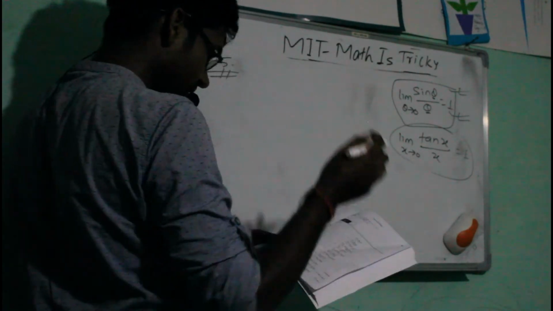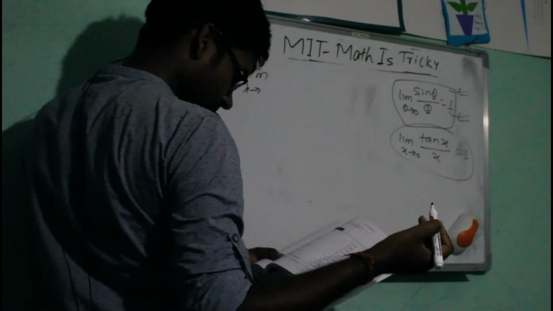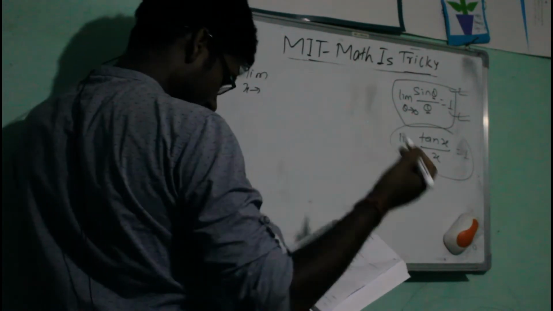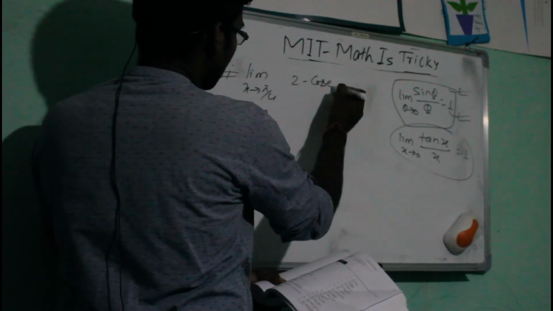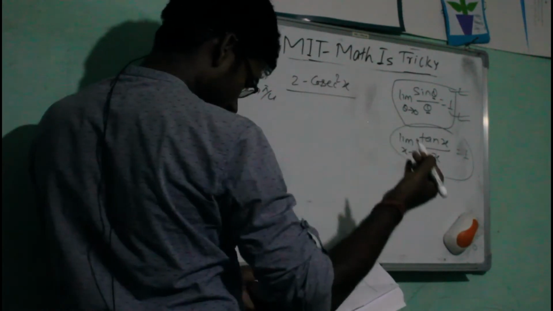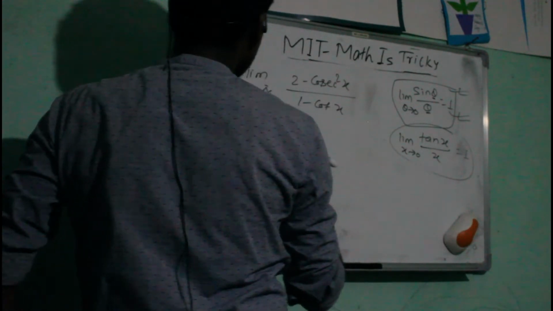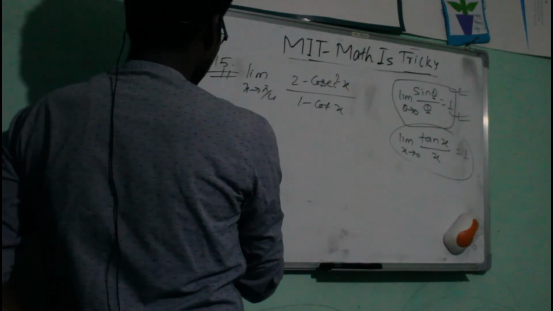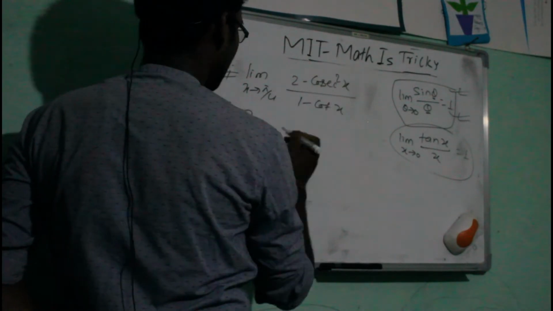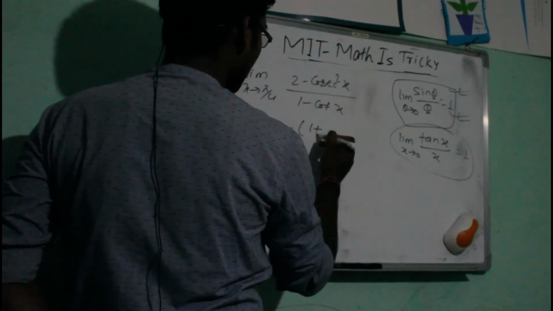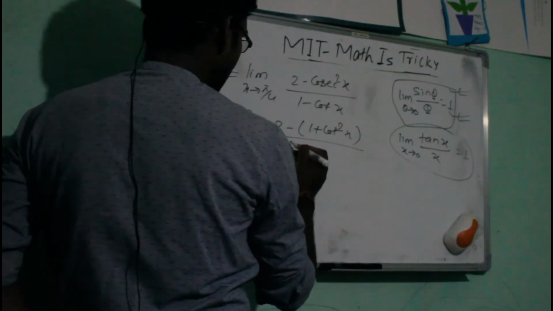So one more problem here. Limit x tends to pi by 4, a similar problem: (2 minus cosec square x) by (1 minus cot x). So similarly we can solve this the same as the previous one. So same thing we are doing here. Let's put the formula of cosec square x. So 2 minus cosec square is 1 plus cot square x. So that something will be cancelled from numerator and denominator.